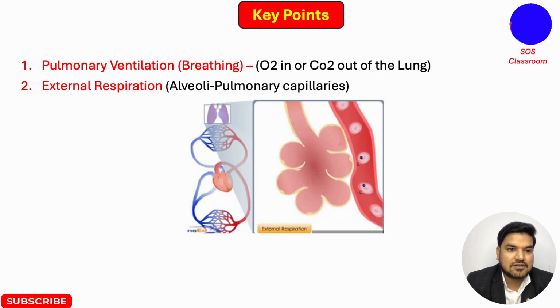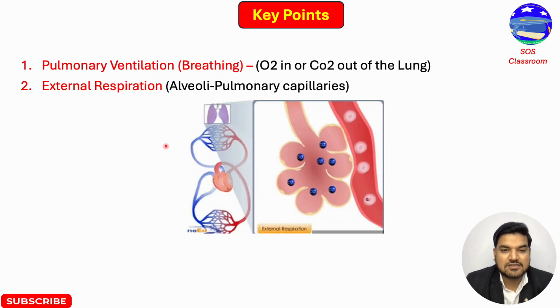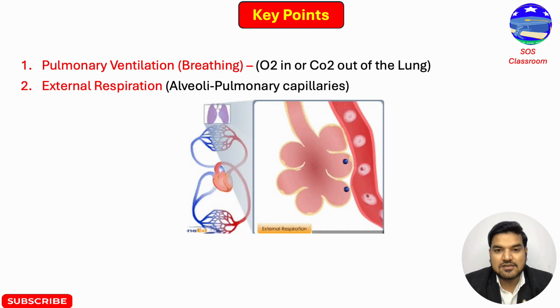Next we will discuss external respiration. External respiration occurs between the alveoli and pulmonary capillaries. You can see these are the pulmonary capillaries and this is the alveoli. So between the alveoli and pulmonary capillaries, the exchange of gases occurs, that is called external respiration.